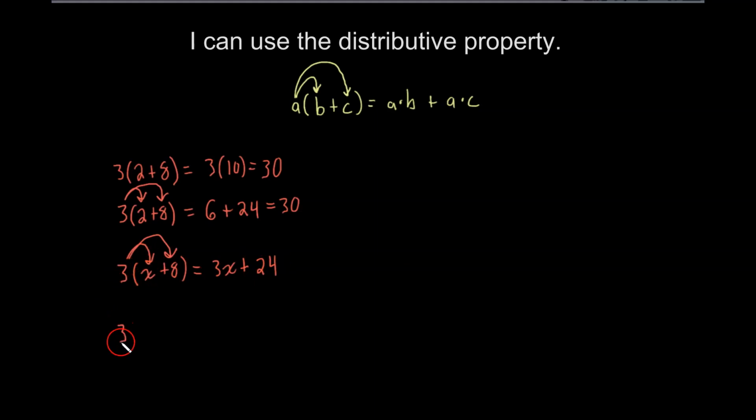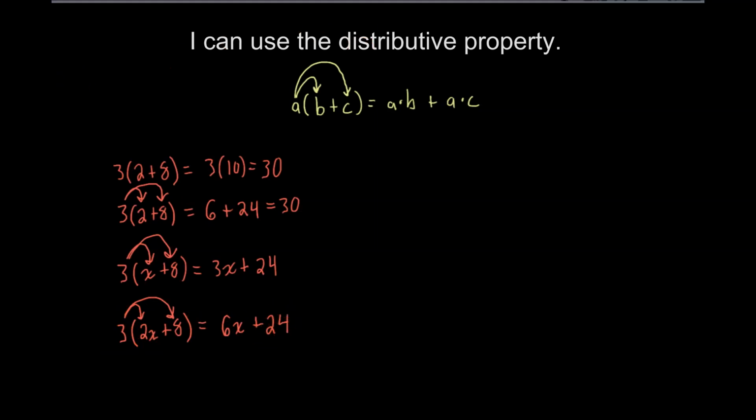Let's say we were to have 3 times, then in parentheses, 2x plus 8. Again, I would distribute this 3 into both the 2x and the 8. The 2x is just a term, so you distribute to both your terms in the parentheses. And 3 times 2x, you take the 3, the constant, and multiply it by the coefficient of 2. So that gives us 6, and we keep the x. So 3 times 2x is 6x, and still plus 24.